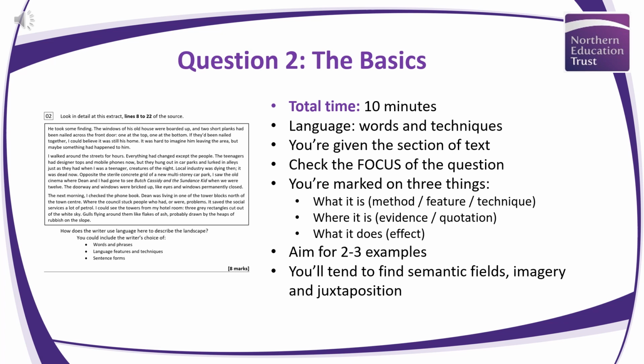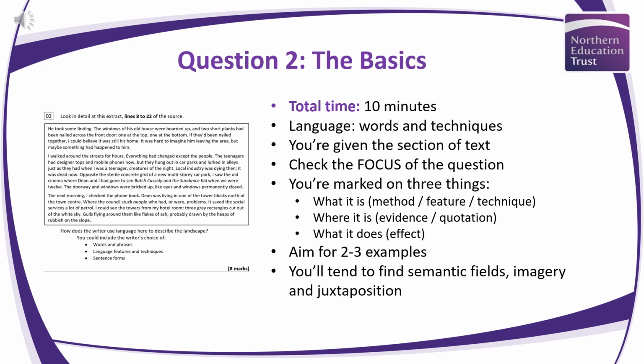For this question, you're only really marked on 3 things. First of all, what it is. So you're marked on the technique or the method or the feature. Whatever you call it, it means the same thing. Secondly, you're marked on where that is. So the quotation that backs up where that technique or method or feature can be found. Thirdly, you're marked on what it does, the effect of it. A good rule of thumb is to aim for 2 to 3 paragraphs, which means 2 to 3 features.